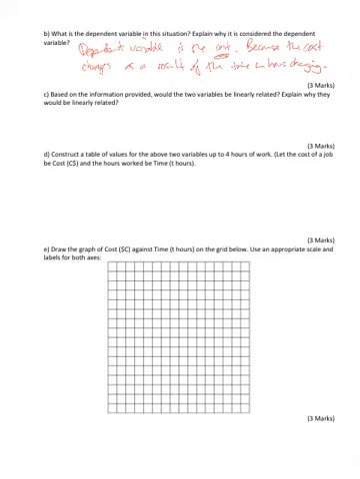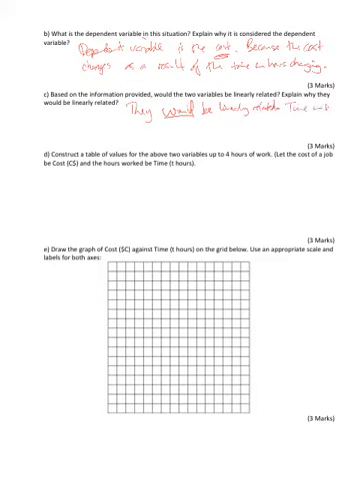So based on the information provided, will the two variables be linearly related? Explain why they would be linearly related. They would be linearly related.